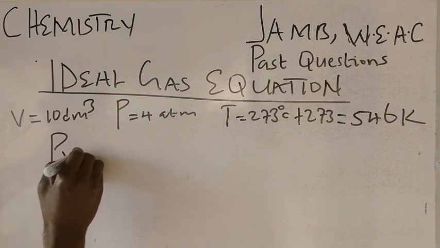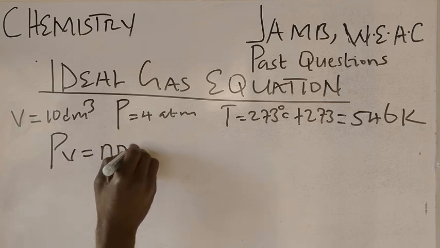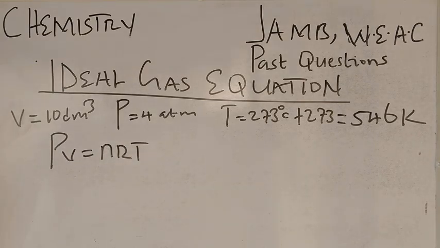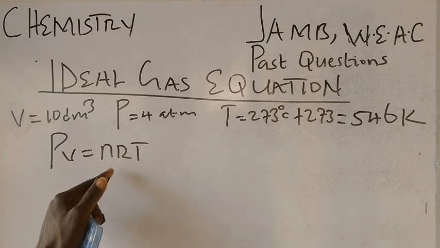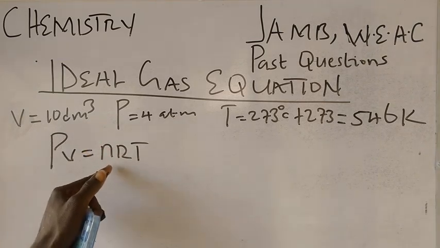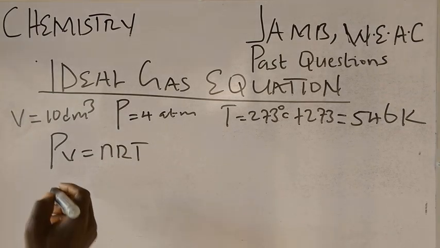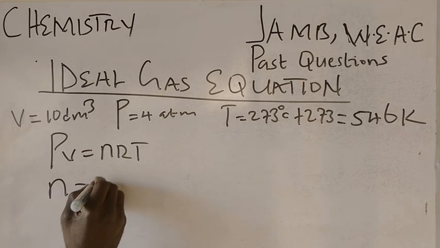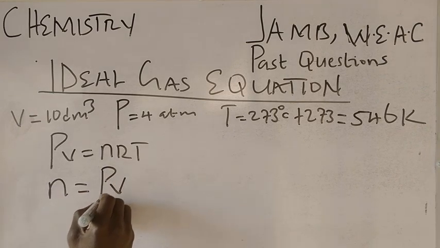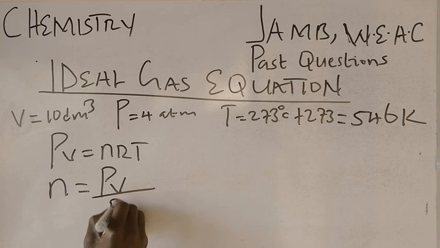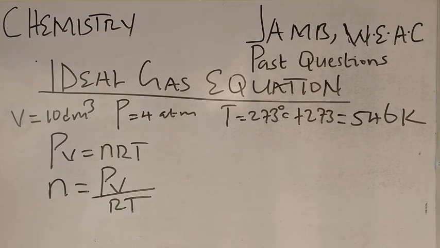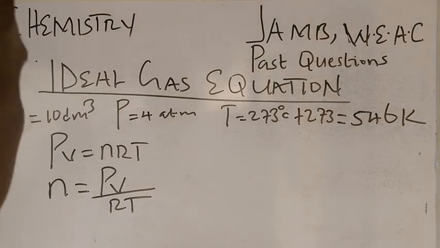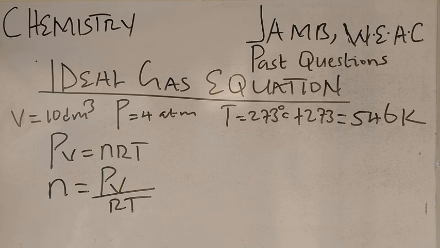Now when you use the formula PV is equal to nRT, we are asked to look for the number of moles, which is n. If you make n the subject of the formula, you have PV over RT. Very important. So you just go ahead and insert the values here.